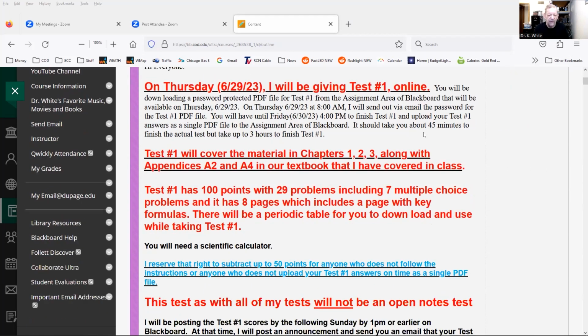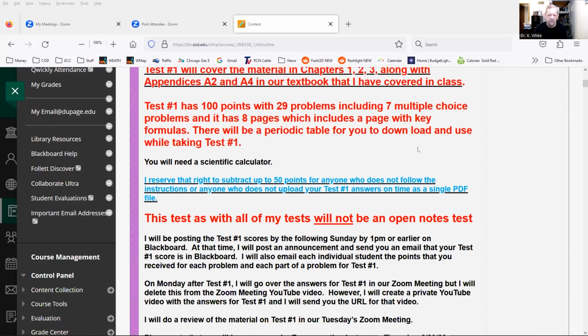All right. Now, test number one will cover the materials in chapters 1, 2, 3, along with appendix A2 and A4 in our textbook that I have already covered in lecture. Test number one has 100 points with 29 problems. Relax, my tests are written so you should be done at the worst in 45, 50 minutes if you've studied. If you haven't studied, we could have all day and it won't help you.